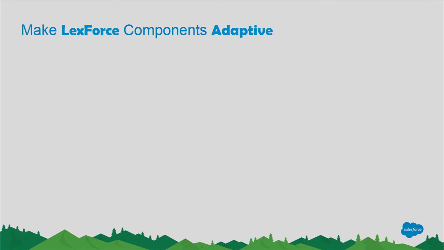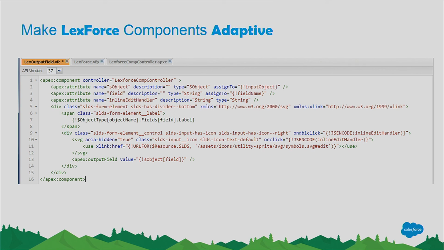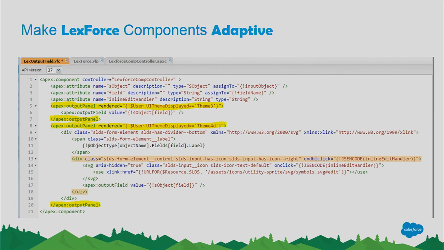So the question is, can we make the LexForce component adaptive as well? Yes, it can. We will use the same technique. That's the previous example we created for the Lex output fields. To make this component adaptive, we just create two output panel sections, and you still use the rendered attribute to control which portion of the page should be loaded or rendered. So for example, in Classic, we only include the output field. That component will be rendered as a Classic interface.